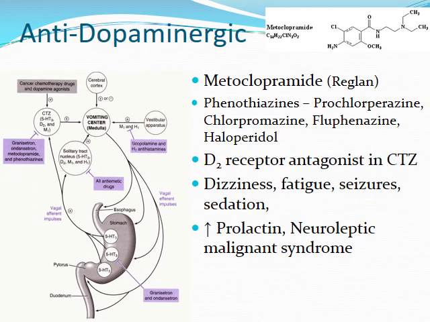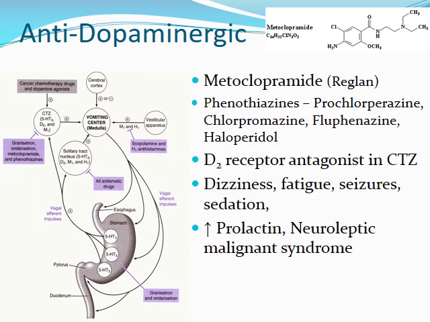So then, to speak more specifically about the antidopaminergic drugs, some of the big ones we'll see here are going to include metoclopramide or Reglan, seen pretty frequently, especially in the postoperative setting. And then looking at the phenothiazines specifically, this goes back to our first generation antipsychotics we talked about before. But all of these are going to block dopamine 2 receptors and are going to be pretty potent for knocking out nausea and vomiting. So some of the ones you see more commonly here include prochlorperazine, chlorpromazine, haloperidol, and fluphenazine.